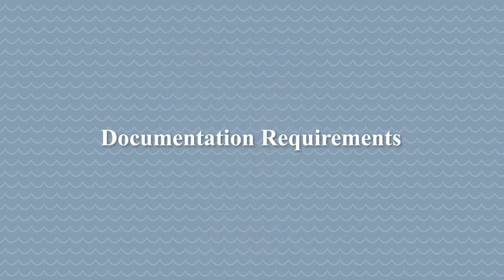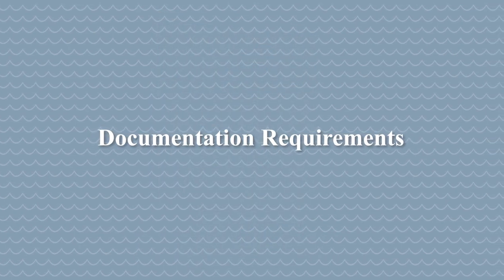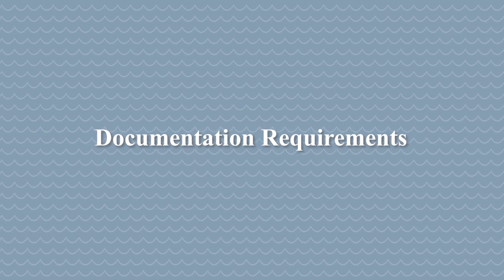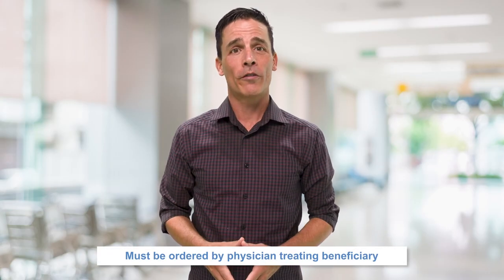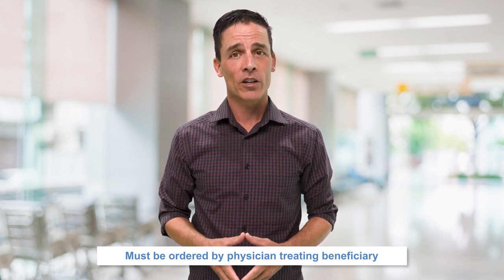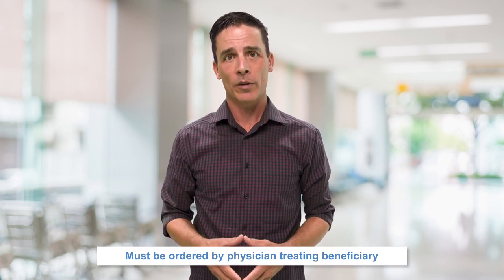Now that we've talked about a provider's eligibility to order or refer services, let's look at the requirements for documenting the orders or referrals. When we're performing a medical review of a claim, we'll review the entire medical record to see if we can locate the information that supports the services being billed. We must be able to distinguish three requirements. First, the service must be ordered or referred by the physician who is treating the beneficiary and will use the results in the treatment of the beneficiary.